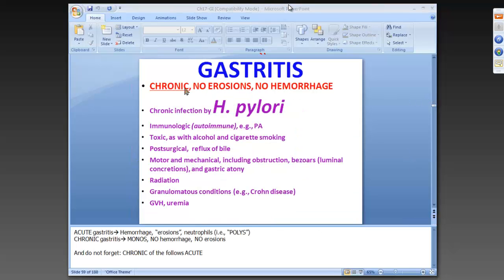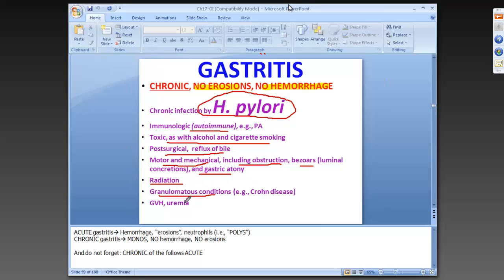Chronic, with no erosions, no hemorrhages, and the main infectious agent will be H. pylori. It can be autoimmune, toxic with alcohol and cigarette smoking, post-surgical with reflux of bile, motor and mechanical, including obstructions, bezoars, gastric atony, radiation therapy, granulomatous conditions, uremia, GVH. And think about Crohn's disease also.